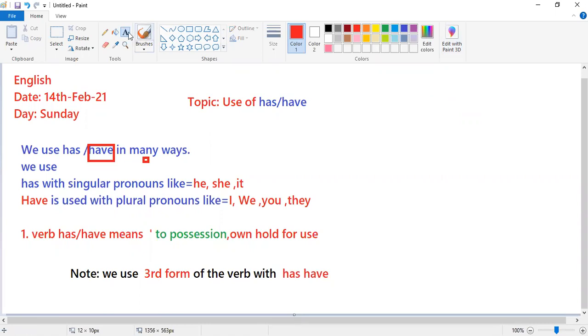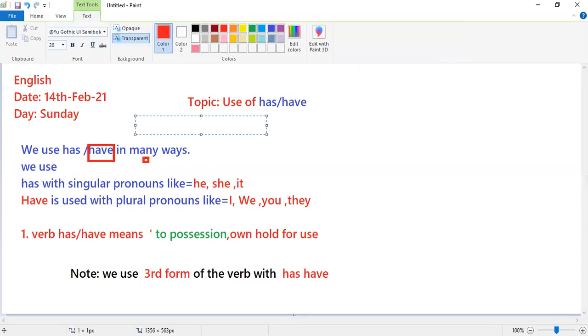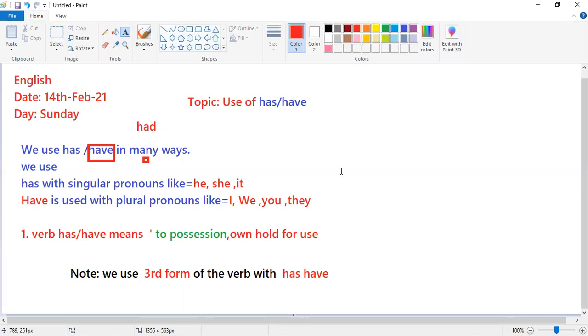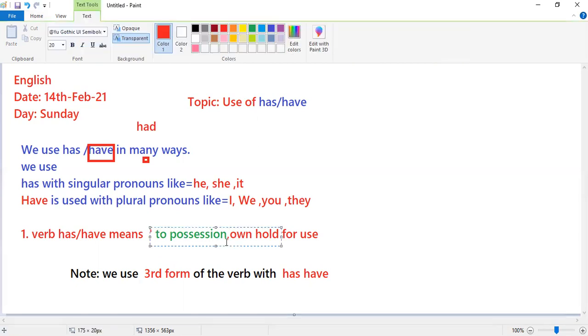For example, the past form is had. We use had when we talk about the past, but now we are talking about the present form. So we use has and have. Usually we use has and have when we're relating something from past and present time. Another meaning is possession. We have three cars, we have two houses.